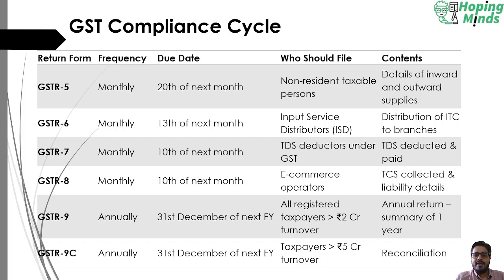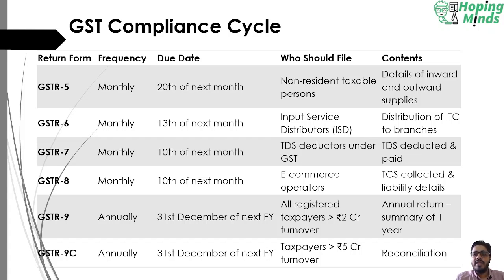Next is GSTR 8. GSTR 8 is the return for e-commerce operators. It contains details of TCS collected, turnover, and the ultimate liability of e-commerce operators. The due date of these returns is 10th of the next month. Next is GSTR 9.